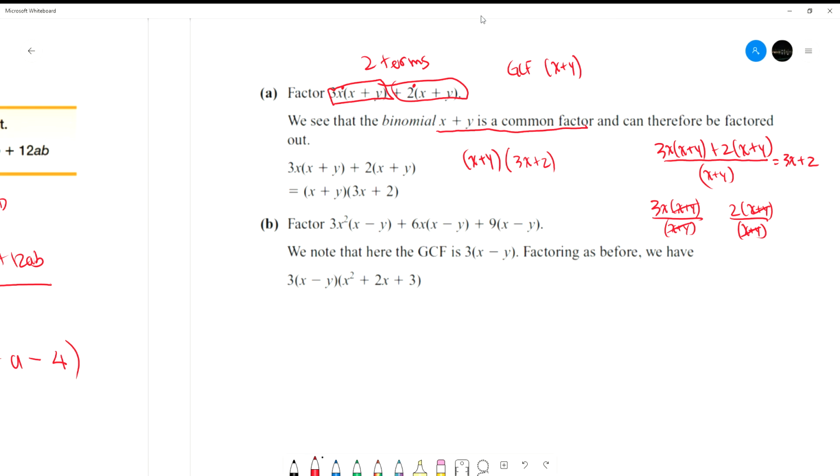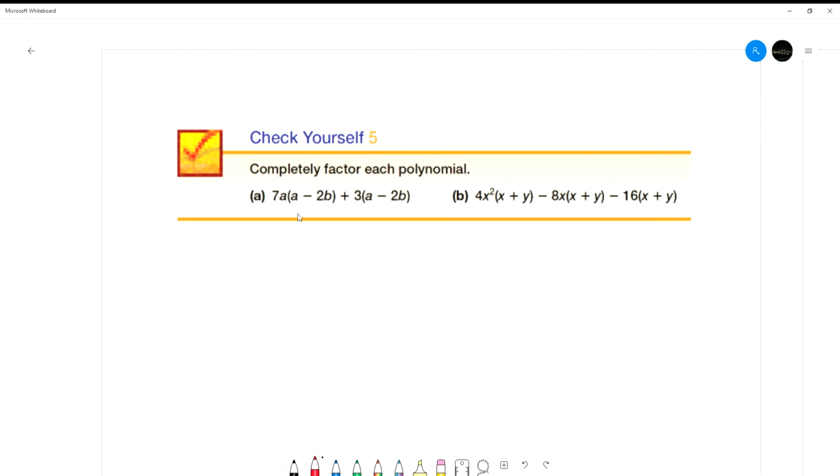So these get a little trickier, but you don't have to do part B here. We won't do this one. We're just going to do one last example right here. Just A. Okay, so don't do B. Let's just do A here. Okay, so do you see how we have two groups here? So the GCF, what would be the GCF of this problem? Anyone?